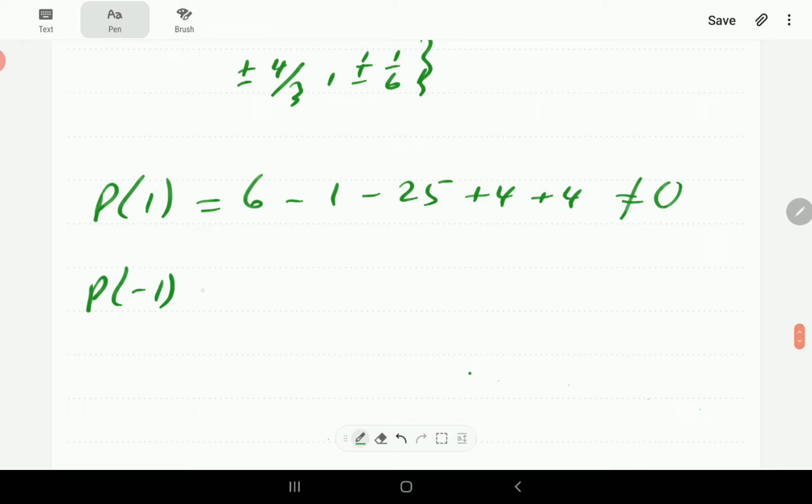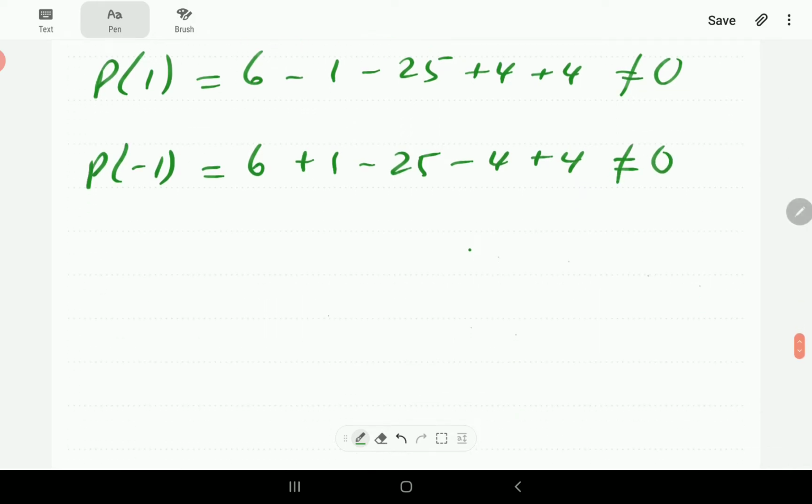Then we try negative 1. This is going to remain positive. This one is going to change. This remains that, and this one changes. So this time, if you look at the negative numbers and the positive numbers again, you're going to notice that they're not going to add up to 0. Then we'll plug in 2.